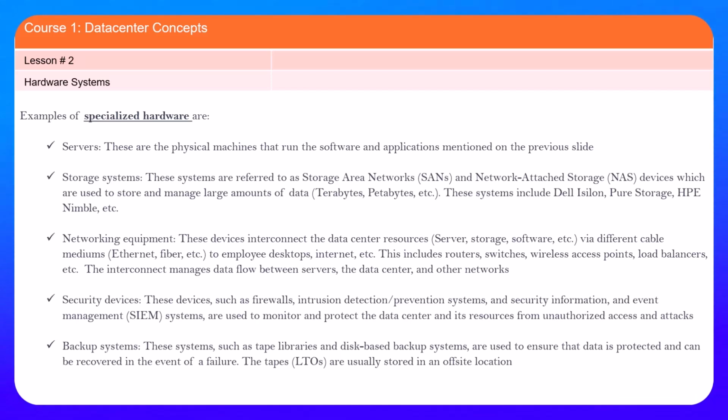In your home network, you'll have your wireless access point, you'll have your router, and then you have an Ethernet cable, or you can connect through Wi-Fi, right? So you have consumer networking equipment, and then you have enterprise corporate networking equipment. This includes routers, switches, wireless access points, and load balancers to manage traffic between different systems. The interconnect manages data flow between your servers, your data center, and other networks, meaning internal and external, so connectivity to the internet and so forth.